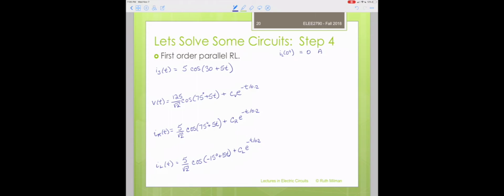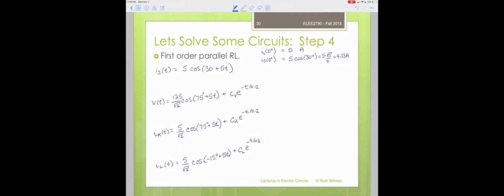Now, we also can simply plug in the value of t equals 0 into our source, which tells us that at our source, we have a value of 5 times the cosine of 30 degrees. So we take a look at 5 times the cosine of 30. This is equal to 5 times root 3 over 2. Plug that into our calculator, and this is equal to 4.33 amps.